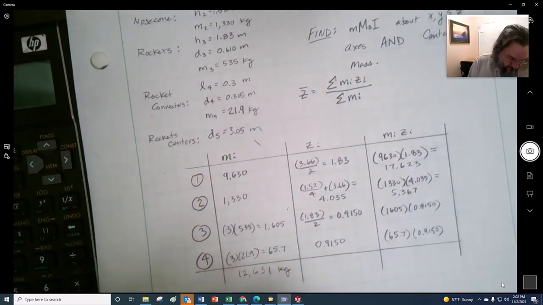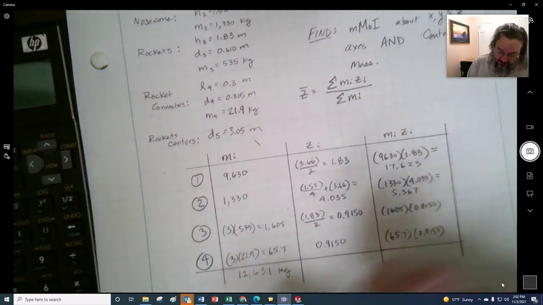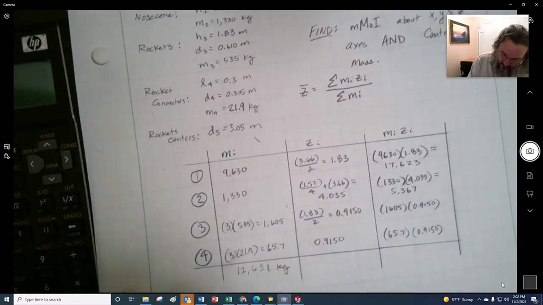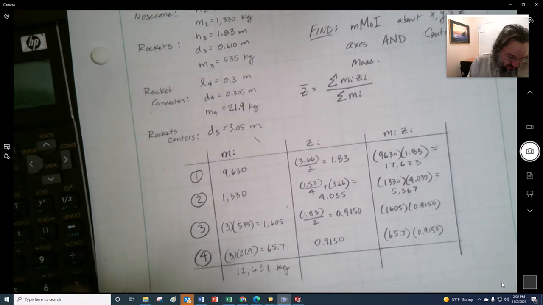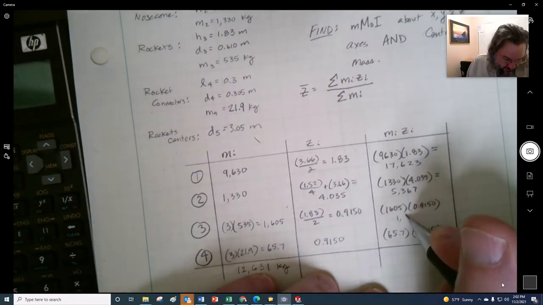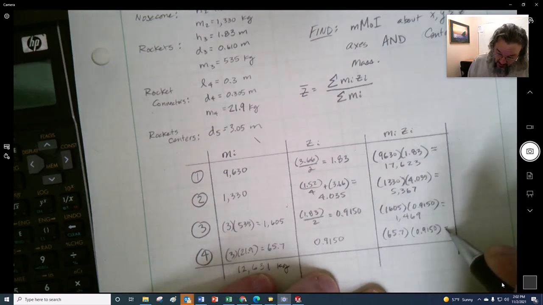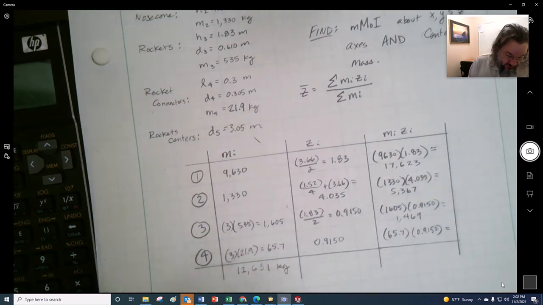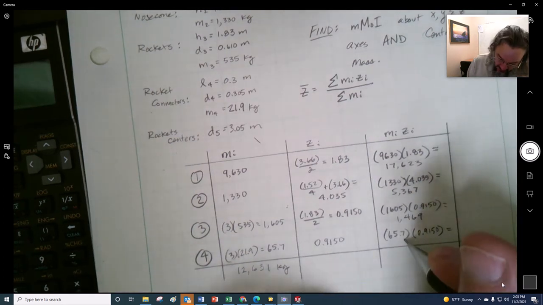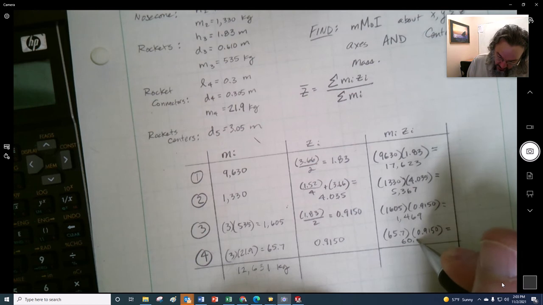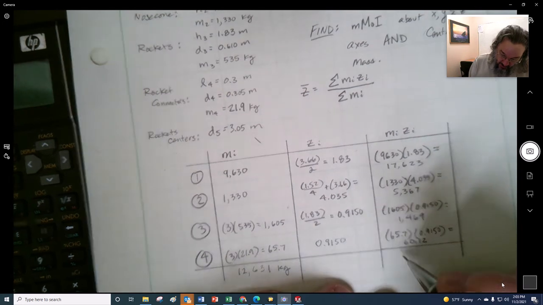Now, I'm accumulating them as I go along in my calculator. So 0.915 times, and so I have 1,469, and then I didn't leave myself much room right there, and 65.7 times 0.9150 times, all right, so this is a very small 60.12, I guess, right?